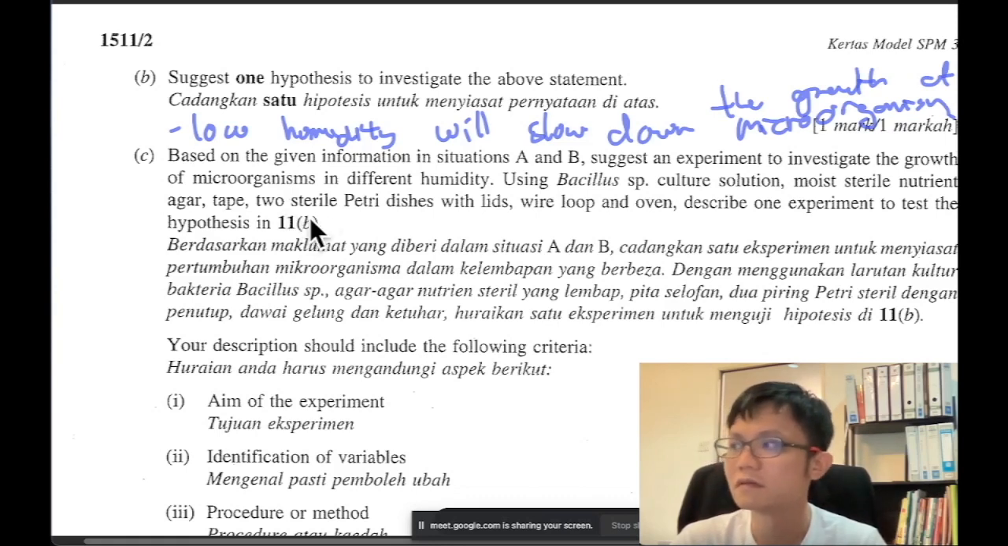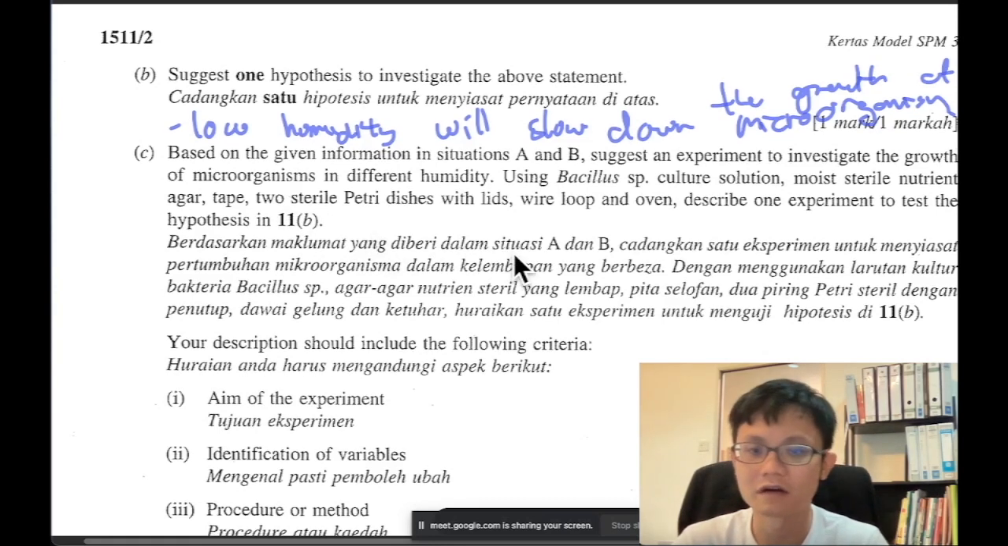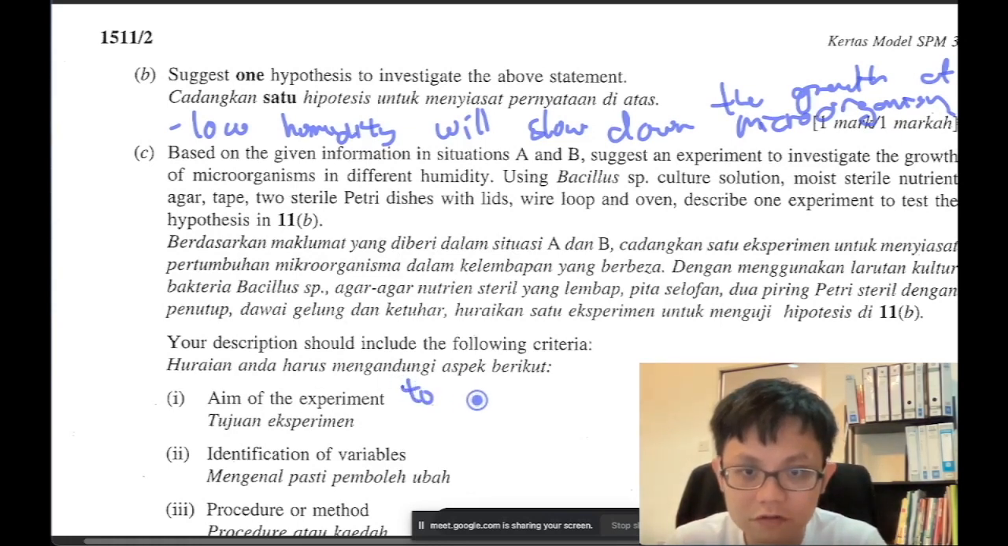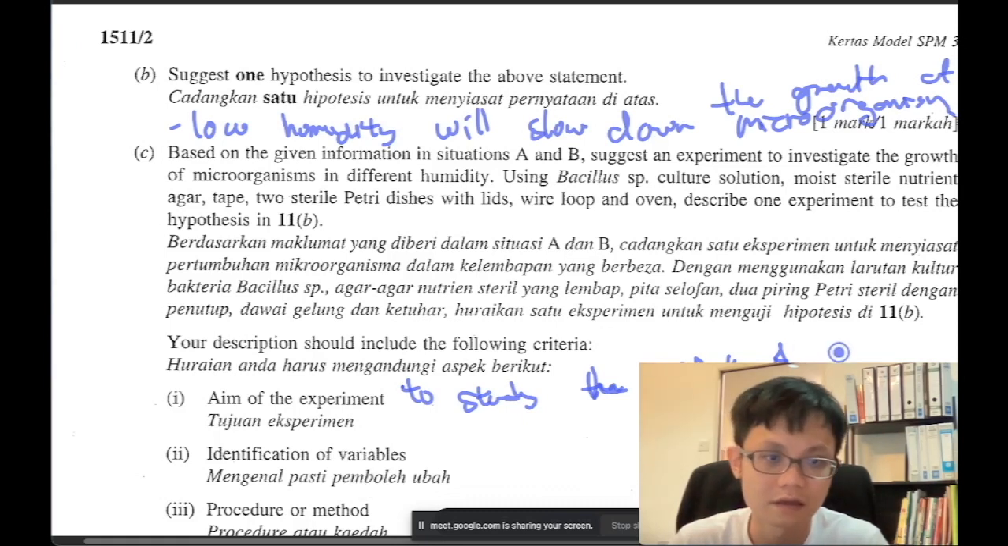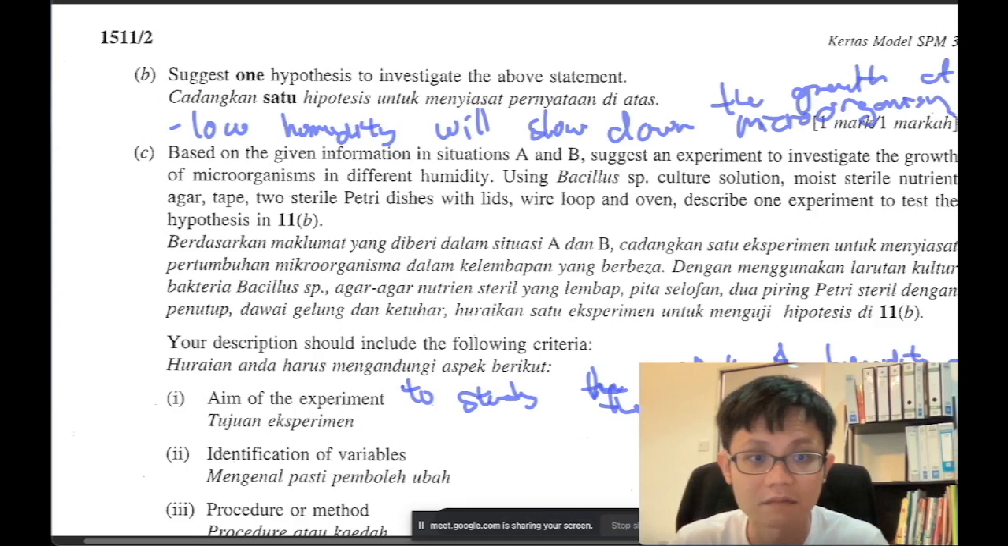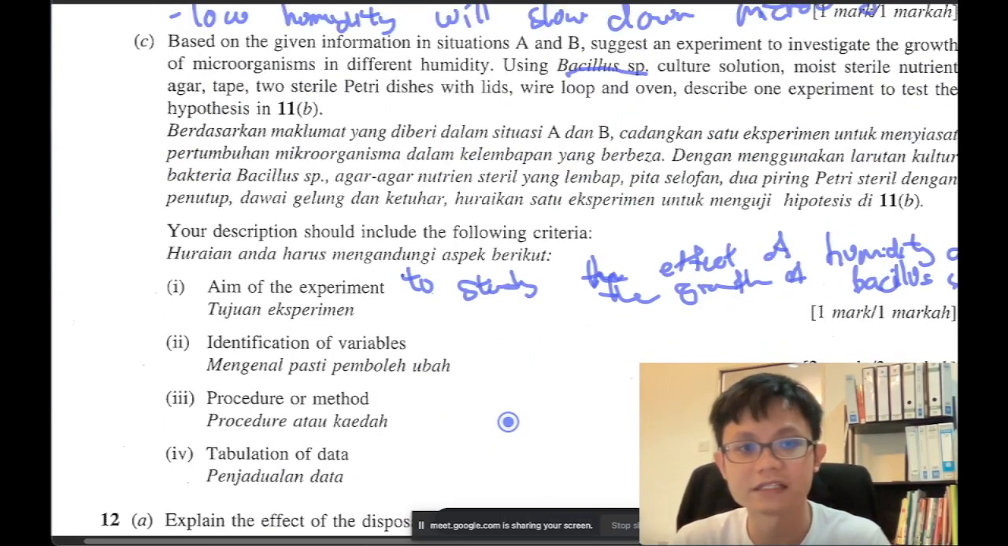Okay, to study the effect of humidity on the growth of microorganism of Bacillus sp. Identify the variables. So what is the manipulated variable, responding variable, and the constant variable?